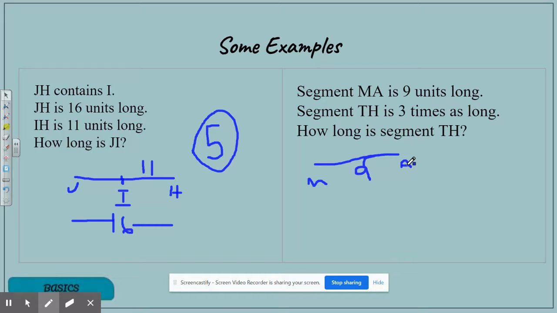Segment TH is 3 times as long. So will TH be longer than or shorter than MA? If it's 3 times as long, that means it's basically like 3 of the MAs. So we've got a pretty long segment. 3 times as long would mean 9 times 3, which is 27. So segment TH is 27 units long.